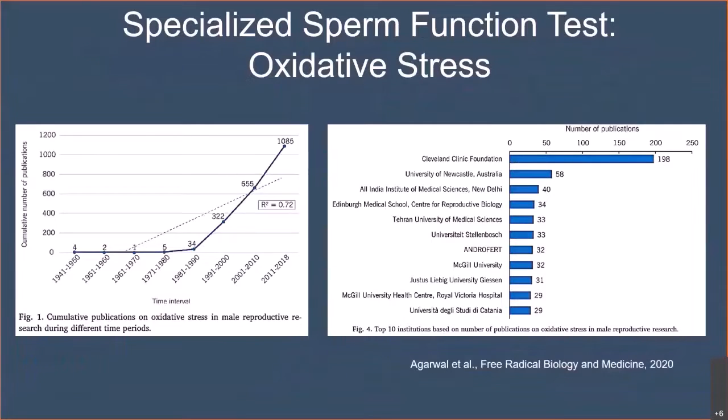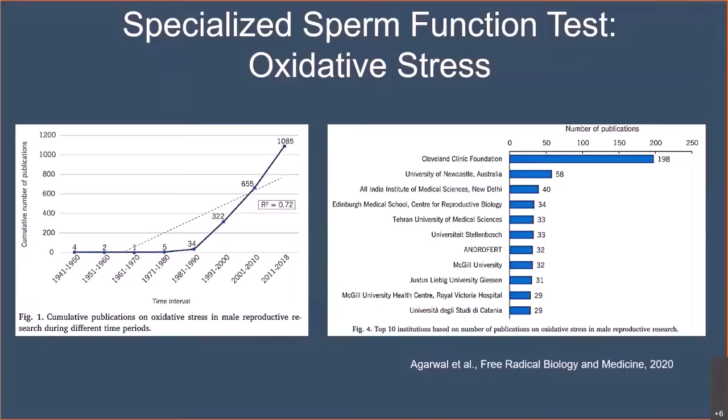So why did we choose the test for oxidative stress? The reason is that there is such a large amount of information on the role of oxidative stress in male reproduction and male fertility. Right from the very beginning, from 1940 to current, there are almost close to 1,200 publications, which is probably the largest number of publications in one subject matter. So it is a very important area, and we felt that it is important for us to cover that.